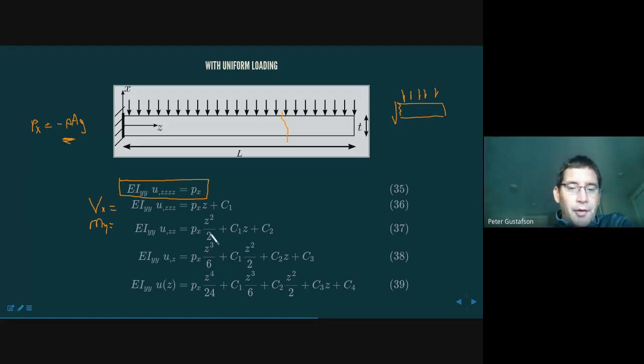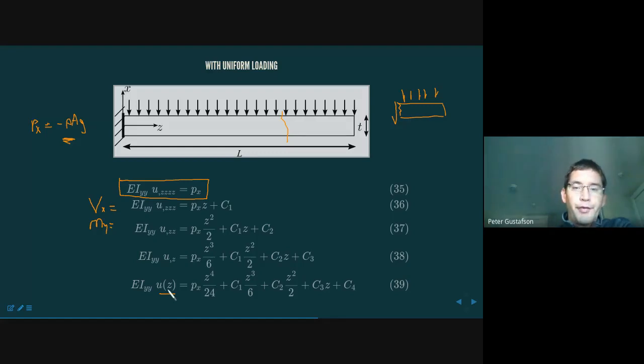Anyway, bottom line, what do we do? Well, we continue integrating. We integrate one more time. We get px z cubed over 6 plus c1z squared over 2 plus c2z plus c3. Last but not least, we integrate one more time, and we get the deflection u. In all of these we're multiplying by EI on the left-hand side just to keep the right-hand side cleaner. Anyway, so EI u of z, this is now u as a function of z.